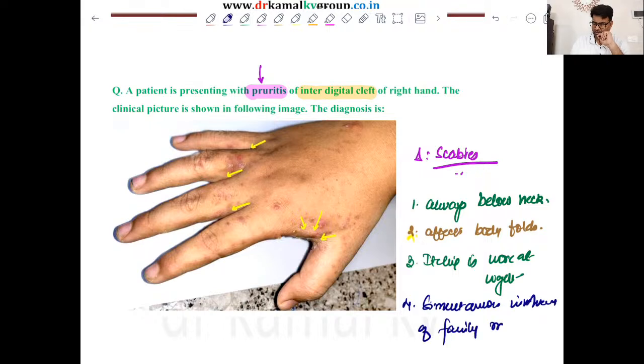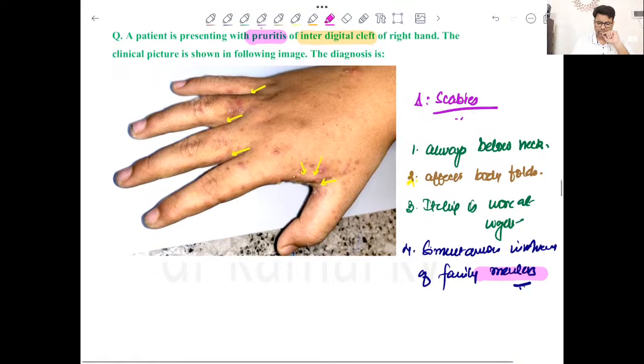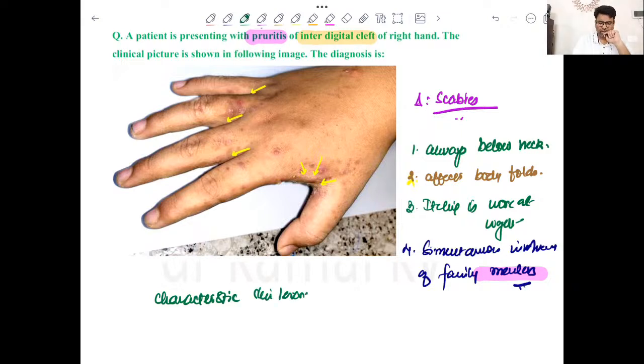This is very important, right? So yes, KK, Sangmitra, everyone is right. This is scabies. And one important clue at times you can have that there may be involvement of family members as well, right? And I think most of you must be knowing what are the characteristic skin lesion here. It is burrow in the stratum corneum, right?